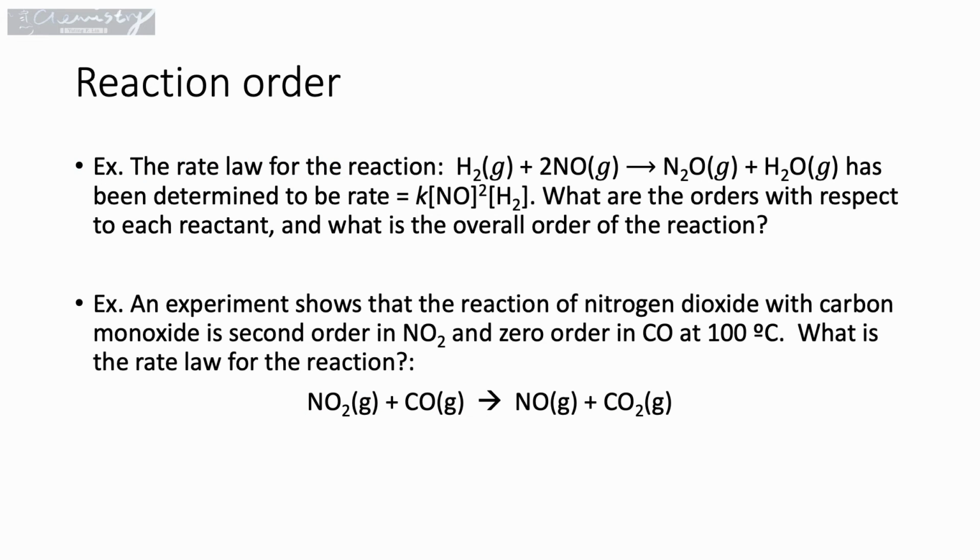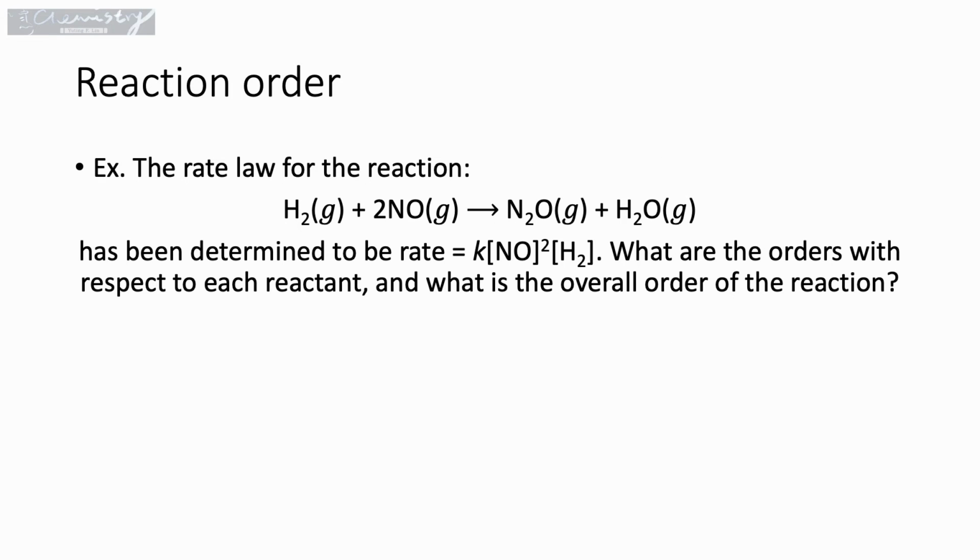Over here, we're going to look at 2 examples of looking at the rate order, and again, the reaction order. And again, please try to pause the video and see how far you can go. The rate law for the reaction, as described in the following, has been determined to be rate equals k times the concentration of O2 squared times the concentration of H2. What are the orders with respect to each reactant, and what is the overall order of the reaction?